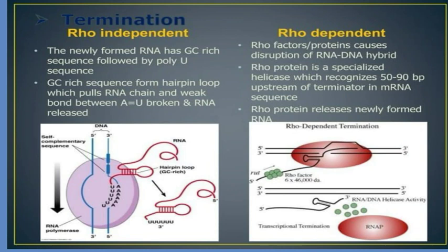Then next, Rho independent termination. It is controlled by specific sequences in the DNA strand. As the polymerase comes near the end of the gene being transcribed, it encounters a region rich in C paired G nucleotides on the DNA double helix. The mRNA folds back on itself and the complementary cytosine guanine nucleotides bind together on the mRNA transcript and result in a stable hairpin structure.